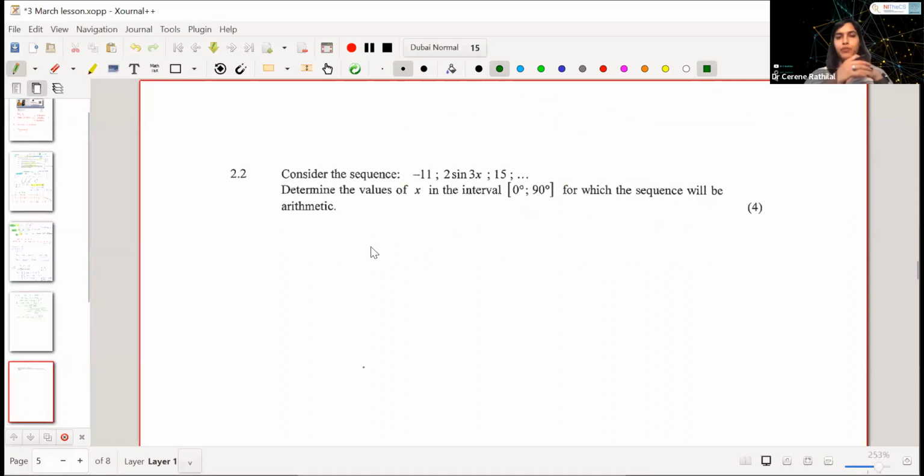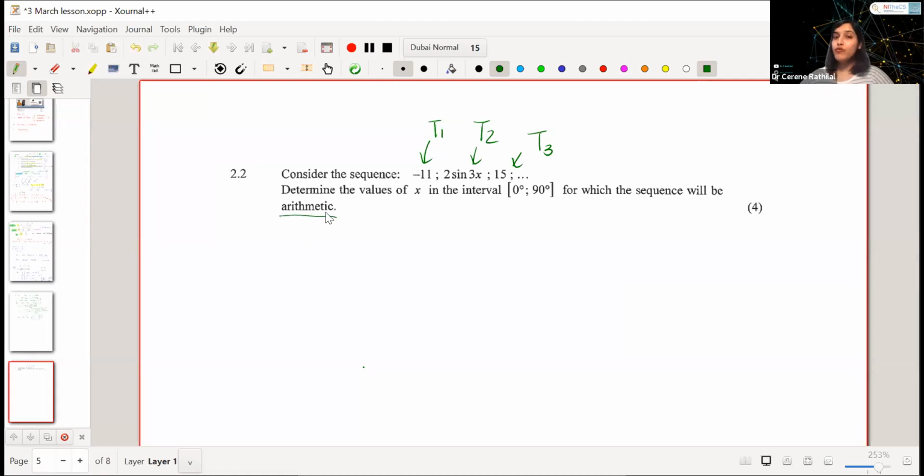Here's the next question. Consider the following sequence. -11 is the first term, okay? T1 is that. 2 sine 3x is now T2, and 15 is T3. Determine the values of x restricted to the interval 0 to 90 degrees for which the sequence will be arithmetic.